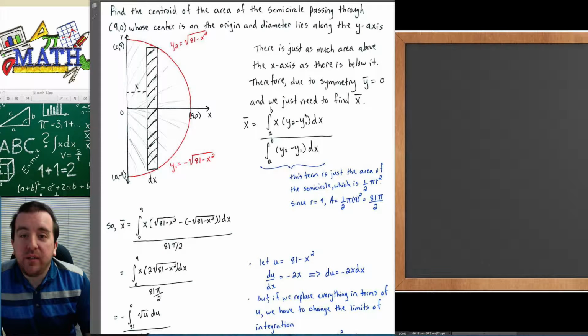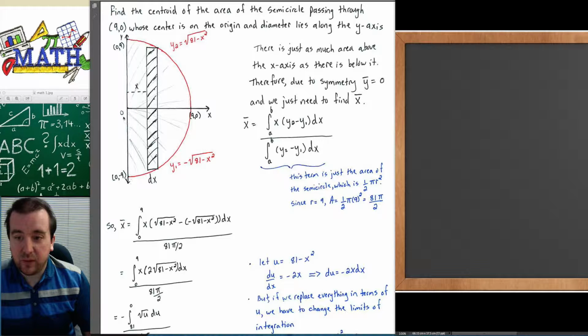Find the centroid of the area of the semicircle passing through the point (9, 0), whose center is on the origin and the diameter lies along the y-axis. So the first thing we need to do here is make a sketch of the graph to see what's going on. So it's a semicircle passing through (9, 0). So here's (9, 0), and the center's on the origin, so here's the center. And the diameter is along the y-axis.